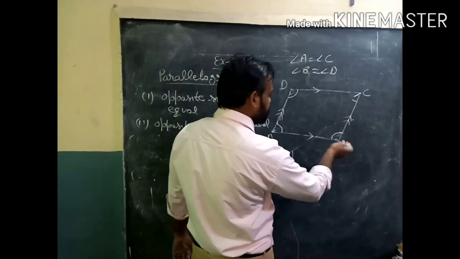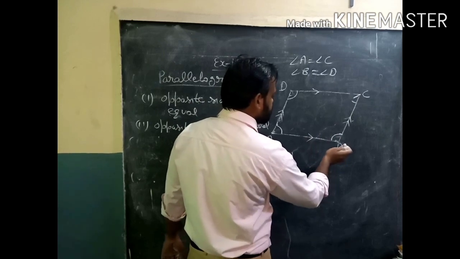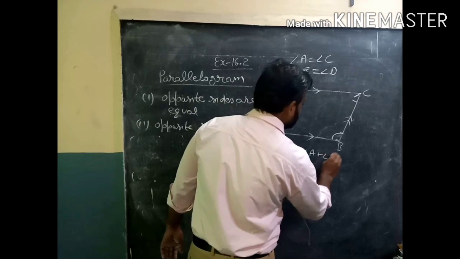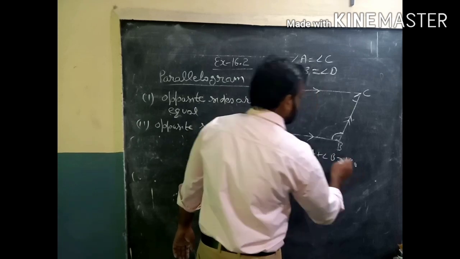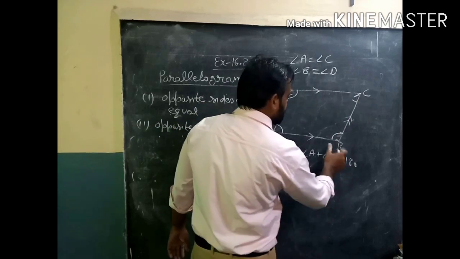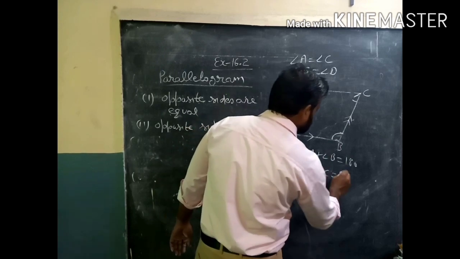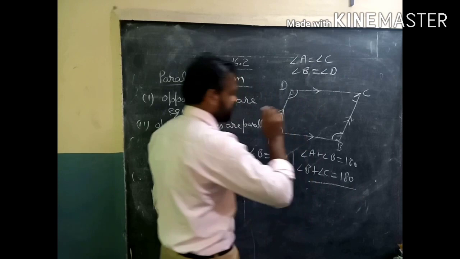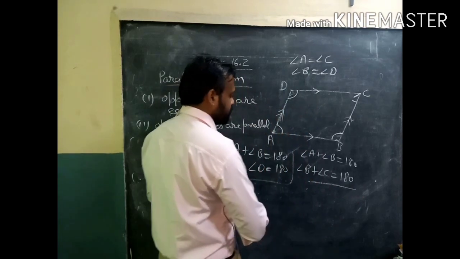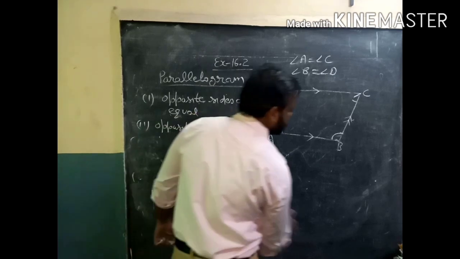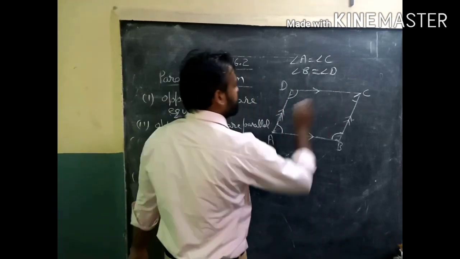You can take the angle B also. Suppose I take angle B, then the sum of these two angles, angle A plus angle B, is equal to 180. If I take angle C with this angle B, even in this case the sum of angle B plus angle C is always equal to 180. So these are the adjacent angles. You can also take other examples, meaning you can take other angles also.